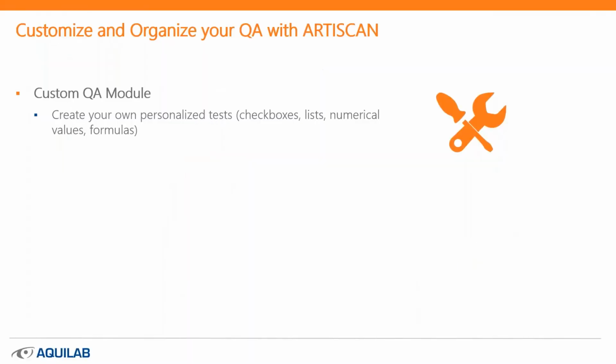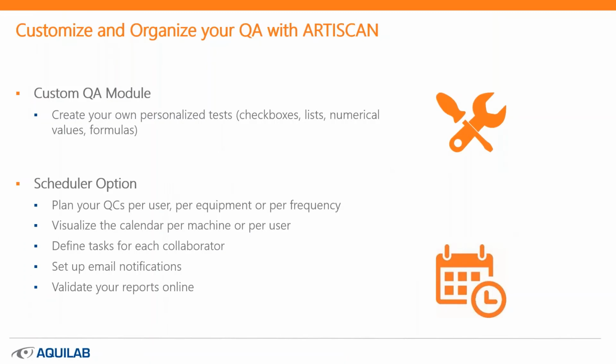So now I would like to show you another option in ARTISCAN to organize your QC. This is the scheduler part. This option allows the user to plan all the QCs per user, per equipment, or per frequency. It's possible also to define some tasks, and some emails can be sent for notification. And it allows validation of all the reports online.